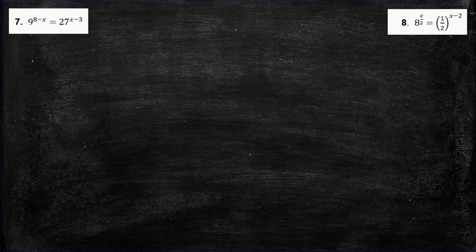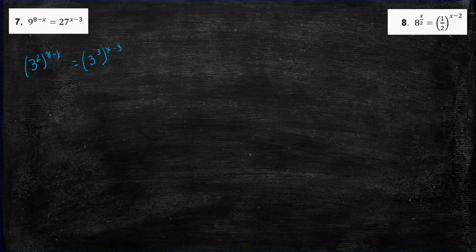So this is 3 squared, and all of that to the 8 minus x. And that's going to equal 3 cubed, and all of that to the x minus 3. So don't forget when you are distributing that you have to distribute to both values, right? So this is 2 times 8 and 2 times negative x. And this is going to be 3 times x and then 3 times negative 3. Don't forget to distribute this all the way through. I saw a couple of you made that mistake on the exam recently.